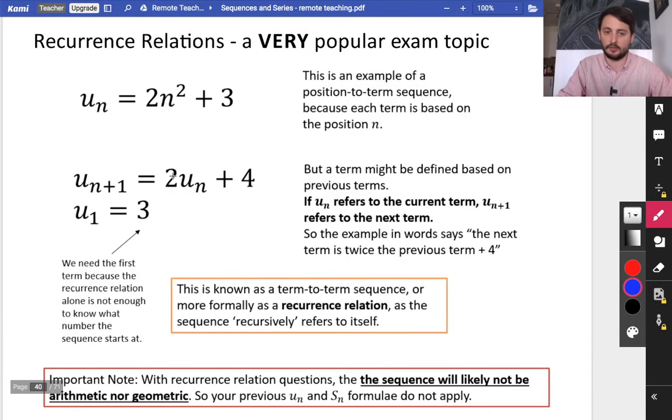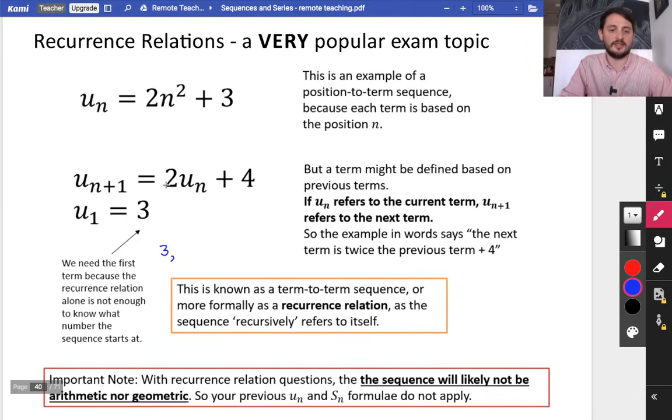So to find out what the next term is, you look at the previous one, you double it, and then you add 4. And these are actually really good ways of being able to represent things because they often don't have formulae that look like this. They have to just be defined in terms of what happened beforehand. So I've said here that u1 is equal to 3, because if you don't know what the first thing is, you're not going to be able to find out what the next one is. So I've said here we need the first term because the recurrence relation alone is not enough to know what number the sequence starts at. That's what the first term is.